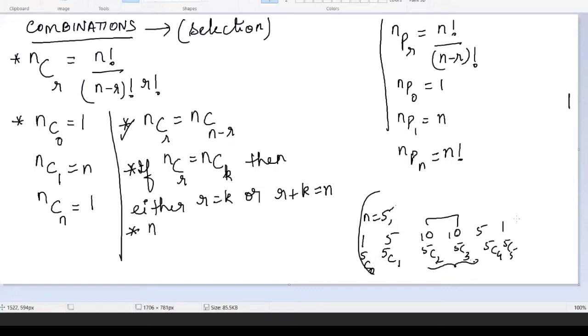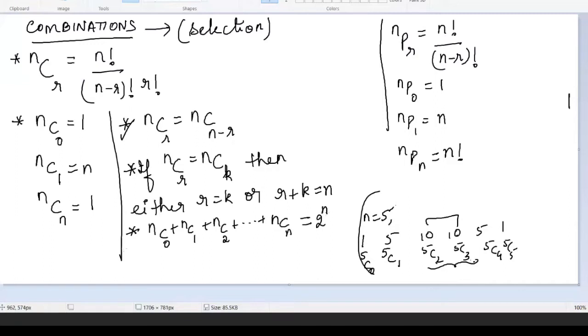Now in general, it will be NC0, NC1 till NCN. What is that sum? That is very easy. One shortcut is there. NC0 plus NC1 plus NC2 plus dot dot dot, last coefficient NCN, is always equal to 2 to the power n. If you want, you can verify with some numbers, n is 4, n is 3, n is 5, anything. Take n is 3 and sit and verify. It will match this answer.